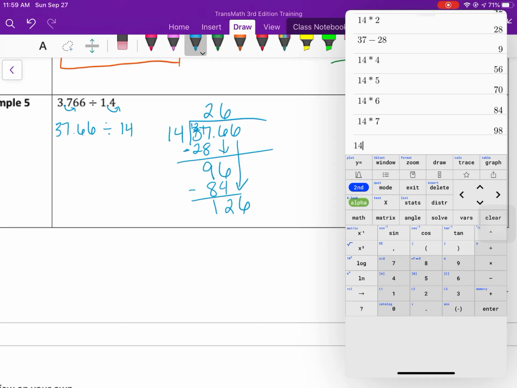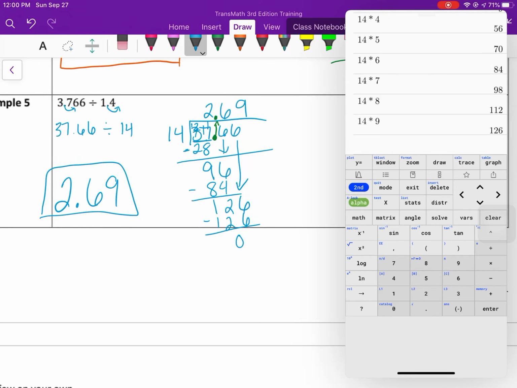Okay, so how many times is 14 going into 126? So 14 times 8 is 112, 14 times 9 is 126. So it fits in there 9 times, and we subtract 126, and we are at 0. Then we take our decimal and move it straight up. Make sure that when you originally lined this up, since we did 14 fits into 37, we put the 2 right above the 7, the 37. So our answer is 2.69.